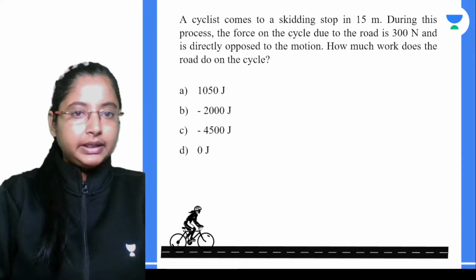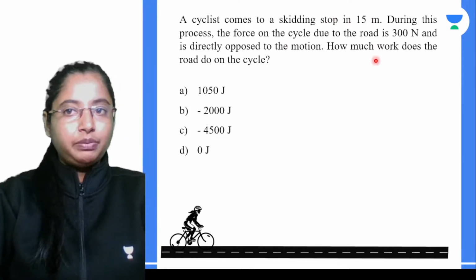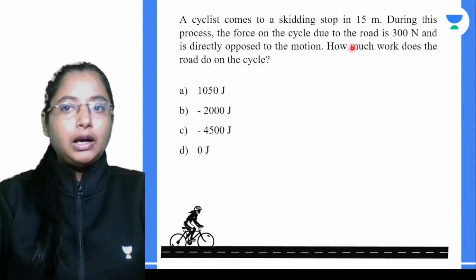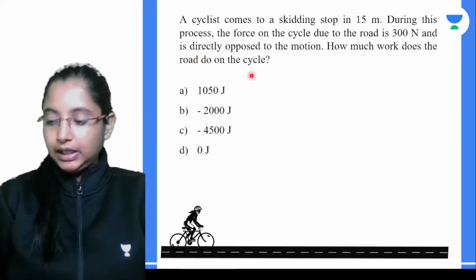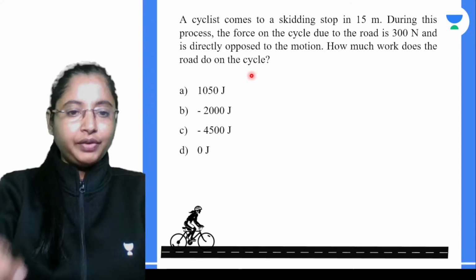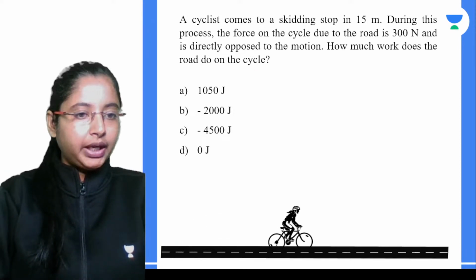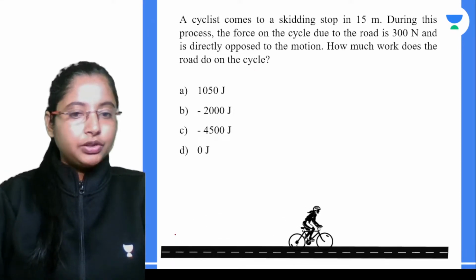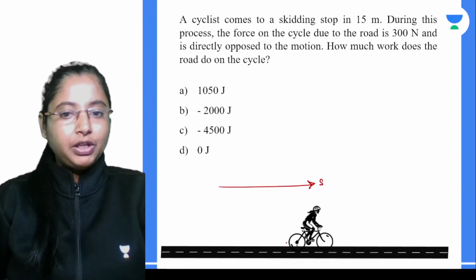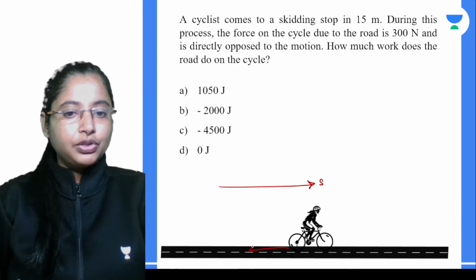A cyclist comes to a skidding stop in 15 meters. During the process, the force on the cycle due to the road is 300 Newton and is directly opposed to the motion. How much work does the road do on the cycle? Very simple. The cyclist is moving and she comes to a stop. Her displacement is in the forward direction, but there is a force acting on this particular cycle in the opposite direction.